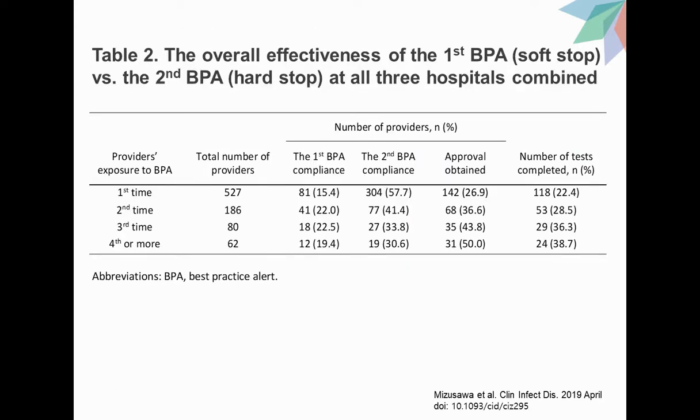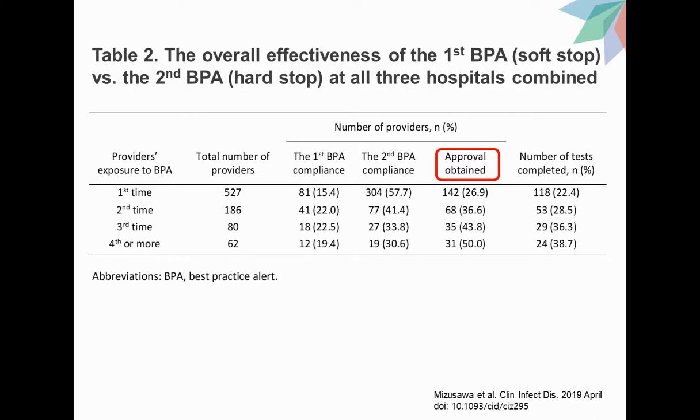We also evaluated physicians' reaction to the first BPA and the second BPA separately. The first BPA compliance suggests that providers saw the first BPA screen and decided not to test without clicking on the sign button to attempt overriding the alert. The second BPA compliance suggests that providers attempted overriding the first BPA by clicking on the sign button and activated the second BPA, but stopped at that point and did not obtain approval to pursue testing.